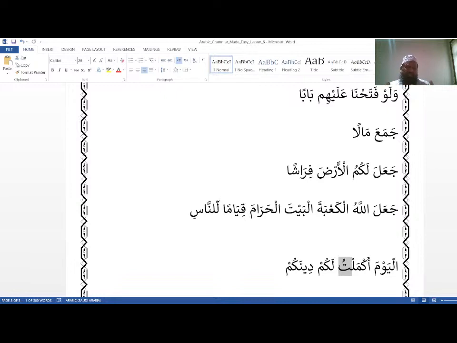Okay, we will find only this order in the Quran. In normal Arabic conversation, we don't find this style, but this style only we find in the Quran. Why? Sometime either to emphasize on that word. So al-yawma, today, I have completed for you, lakum, for you, your religion. So sometimes if you see any ism before the fail and it is in halat nasab, remember that will be maf'ul.